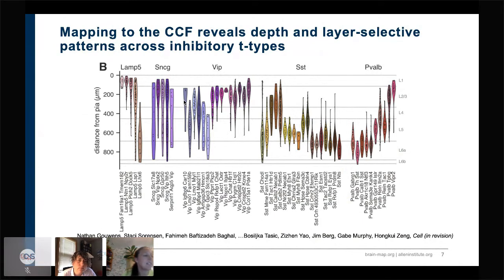And then SST, or somatostatin, types tend to either span 2 to 3 layers, or to be restricted to layer 5, or to have a border crossing phenotype. Parvalbumin T-types have this clear stair-step pattern indicating their depth dependence.